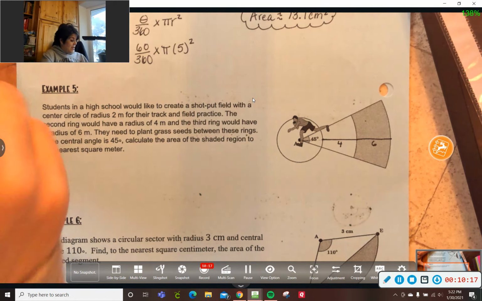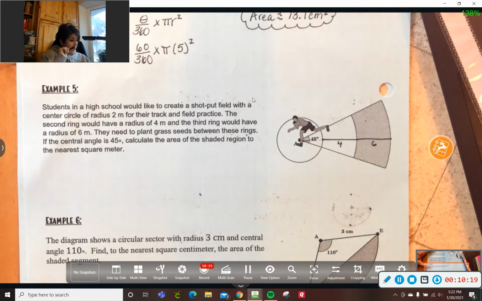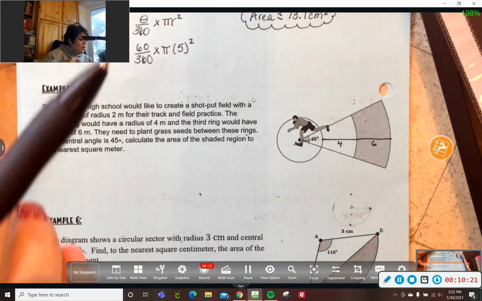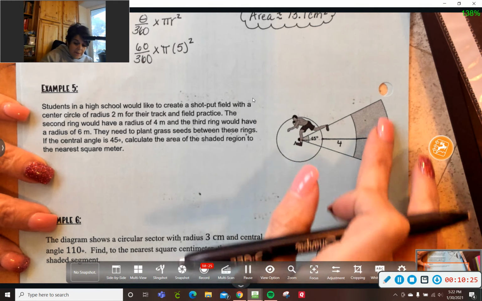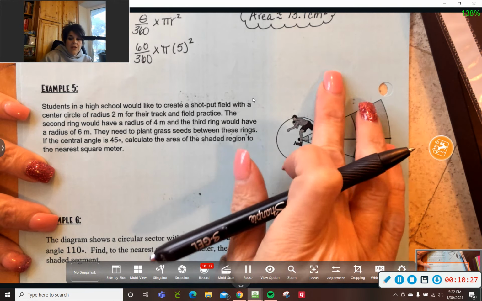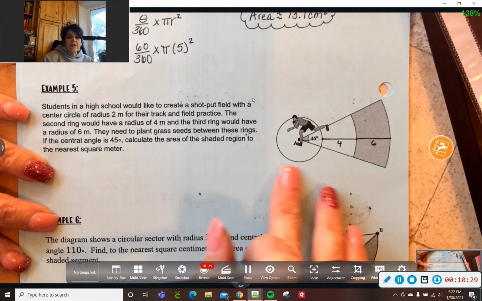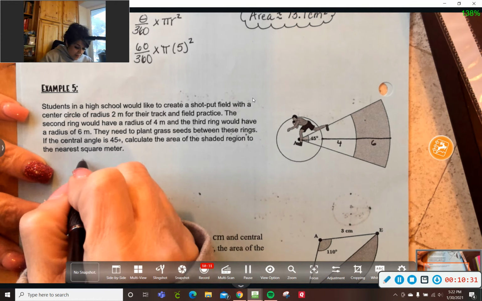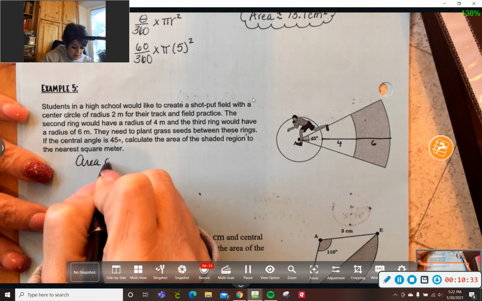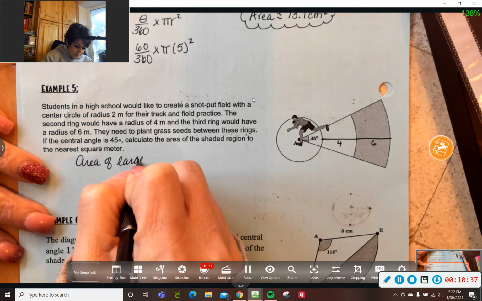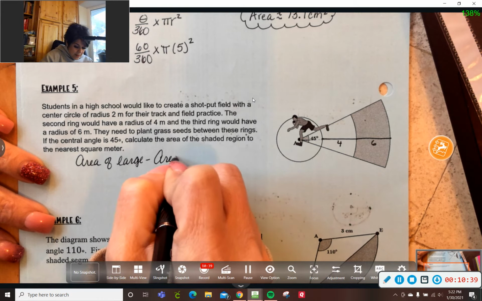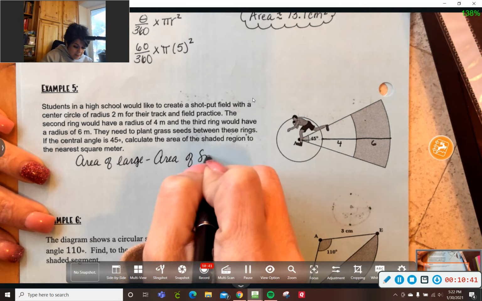So if I wanted to work this one, I really need the area of the big circle, and then I just need to subtract off the area of the little circle. So I'm going to write: I want to take the area of the large minus the area of the small.